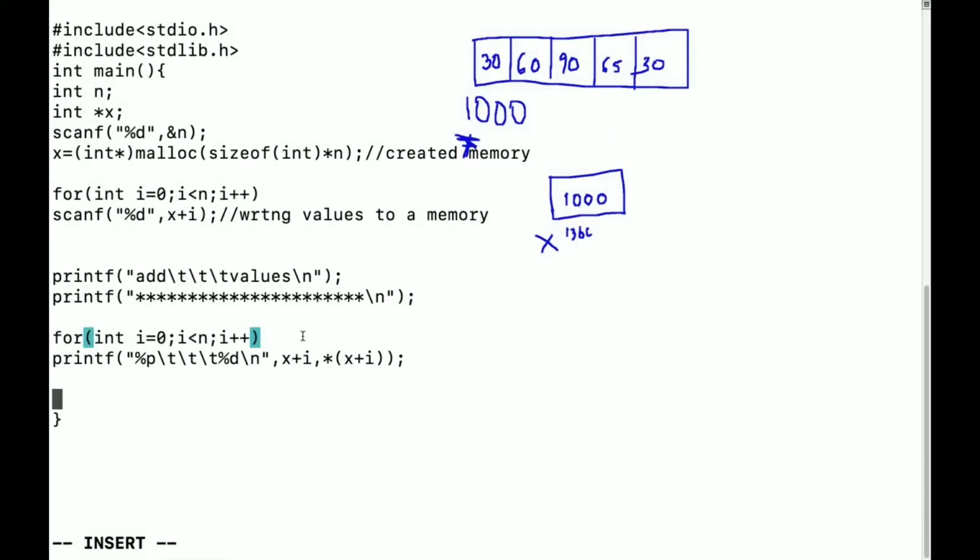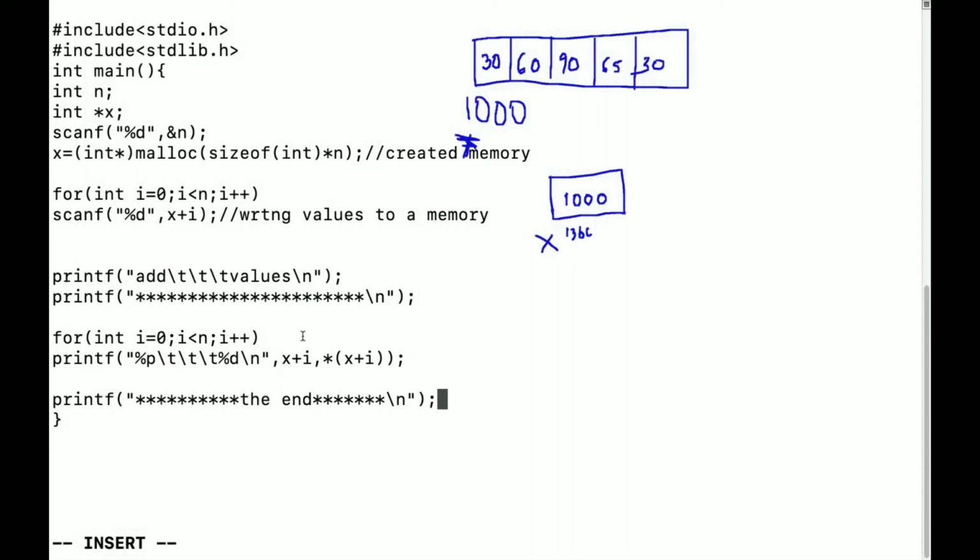After this, just for the alignment process, I will tell it printf, star star star star star, and \n. Done. This is it. I will run the program.